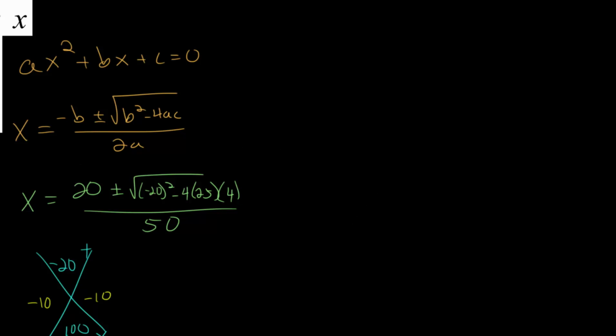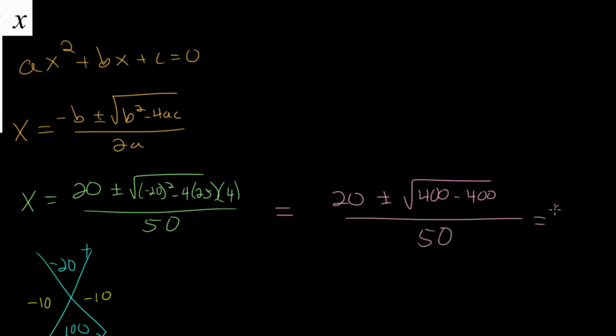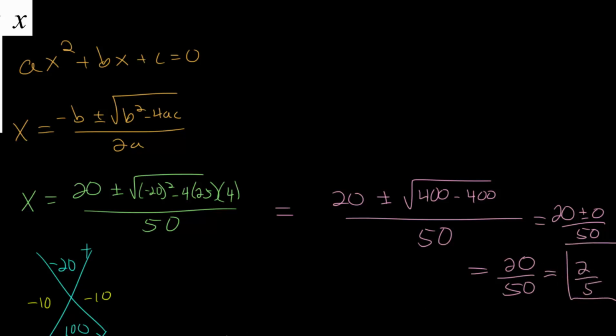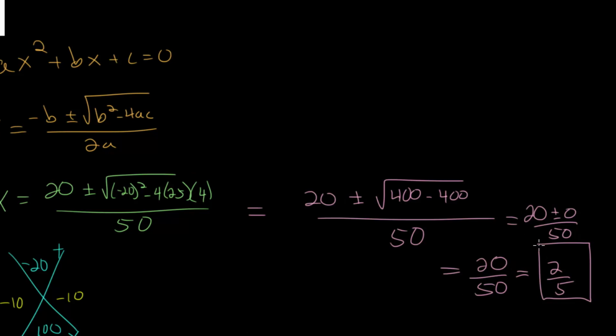And at this point, simplifying this, we would have 20 plus or minus the square root of minus 20 squared, which is 400. And 4 times 25 is 100, times 4, that's also 400. So this square root will become 0. And we just get 20 plus or minus 0 over 50. And of course, adding or subtracting 0 won't affect anything. We get 20 over 50, which simplifies to 2 over 5, which is the exact same answer that we found when using the grouping method of factoring.